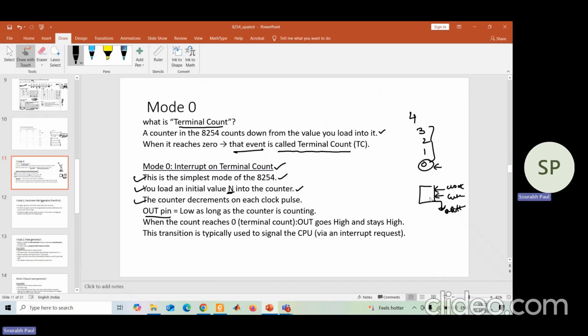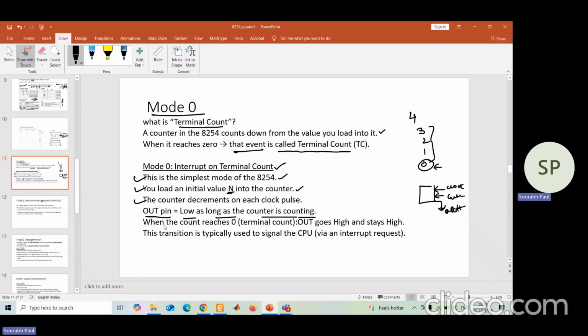Okay, 2 input and 1 output. For each of the 3 counters of 8254, you have these 3 lines: clock and gate, which are the inputs, and OUT, which is the output. Okay, so the OUT pin, the output pin, will be low as long as the counter is counting in this mode 0.